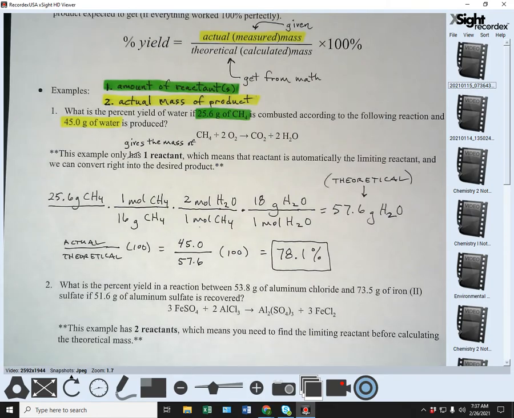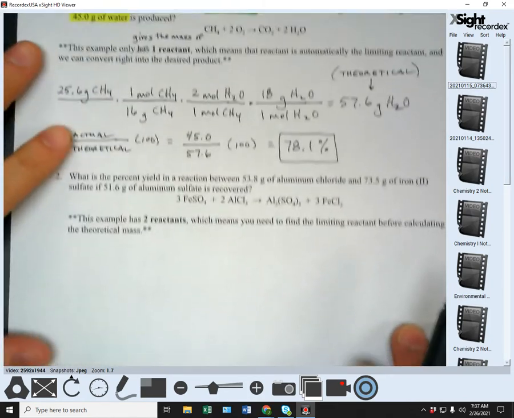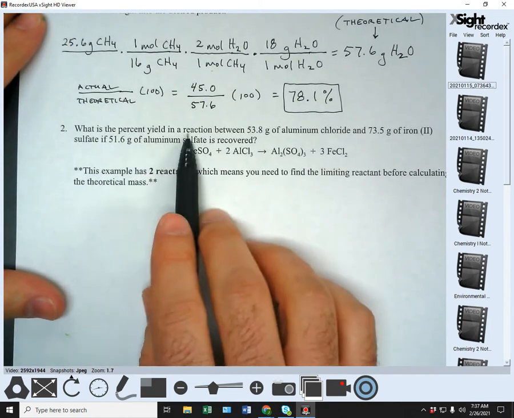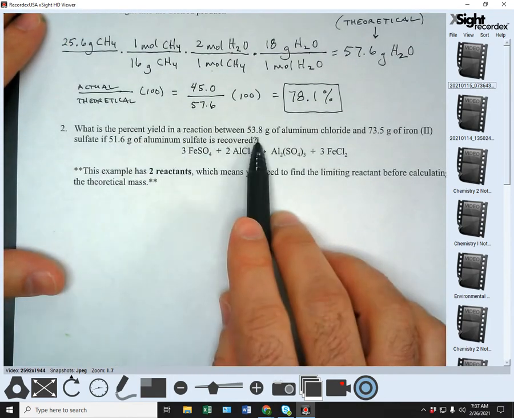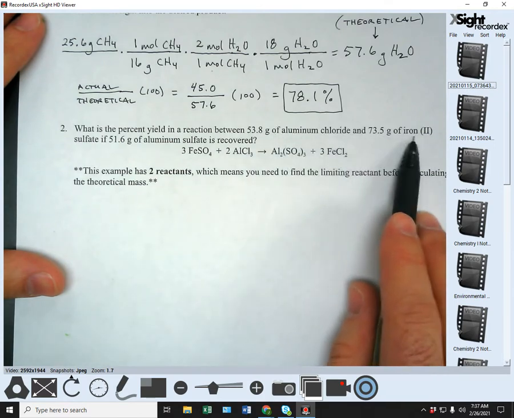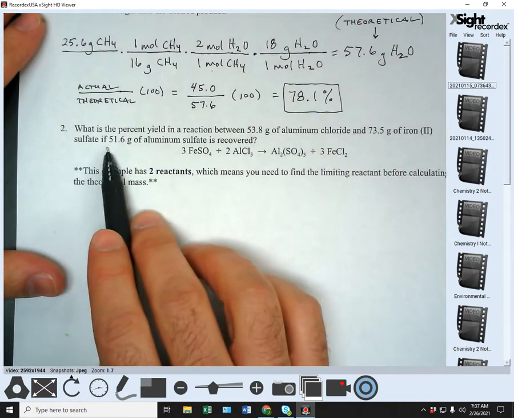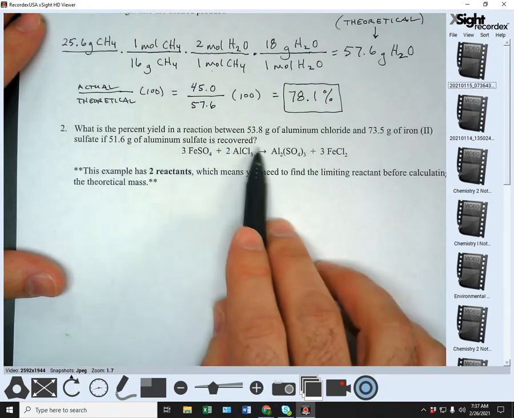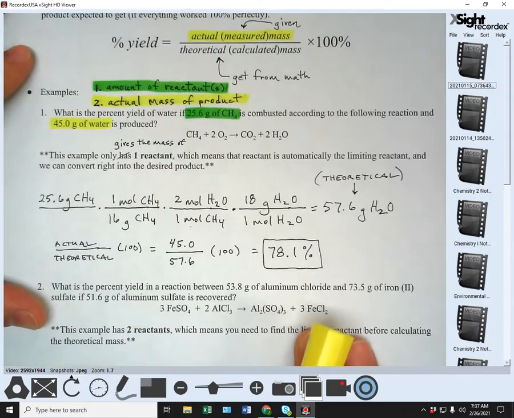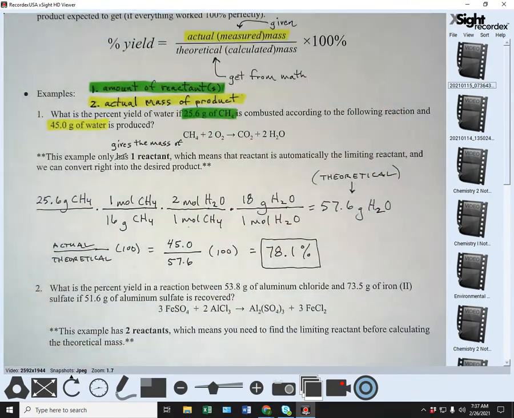Okay? All right, let's take a look at the second example here. Now, what is the percent yield in a reaction between 53.8 grams of aluminum chloride and 73.5 grams of iron 2 sulfate if 51.6 grams of aluminum sulfate is recovered? So let's look at this again. Remember, they have to give us the actual.